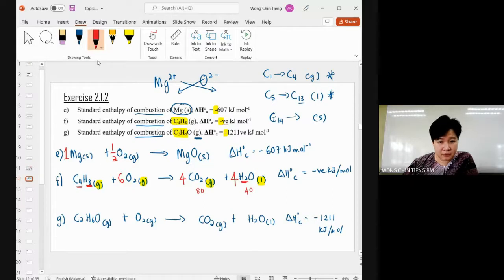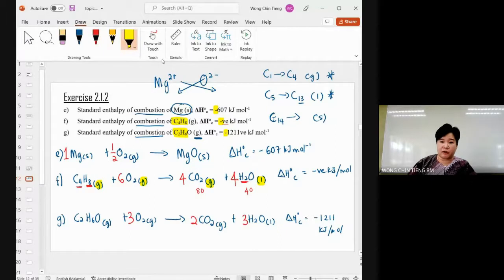Okay. Over here 2, 3, 7, over here 3. Correct me if I'm wrong. Betul ke? Setuju? Okay. Alright, that is your combustion.